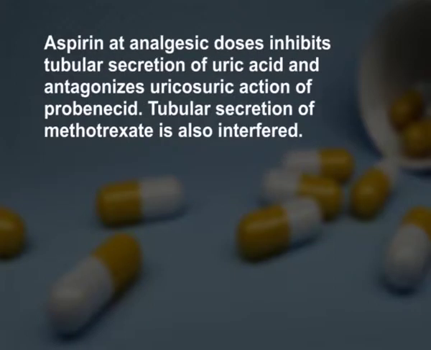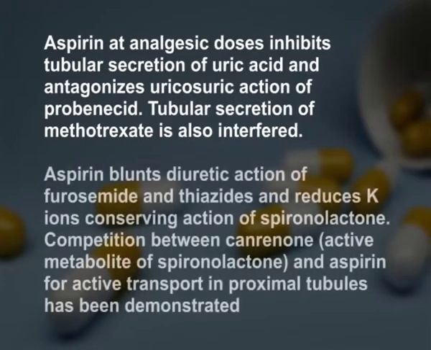Second, aspirin at analgesic doses inhibits tubular secretion of uric acid and antagonizes the uricosuric action of probenecid. Tubular secretion of methotrexate is also interfered with. Third, aspirin blunts the diuretic action of furosemide and thiazides and reduces the potassium-conserving action of spironolactone. Competition between canrenone, the active metabolite of spironolactone, and aspirin for active transport in proximal tubules has been demonstrated.